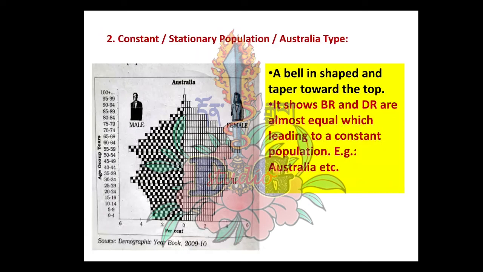So if we draw any country's population pyramid and get this type, you can say these population pyramids are constant and stationary. That shows birth rate and death rate are almost equal, and these countries are more developed as compared to those countries which are in the earlier stage.